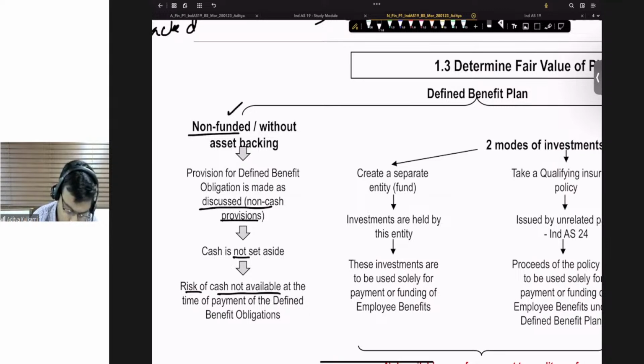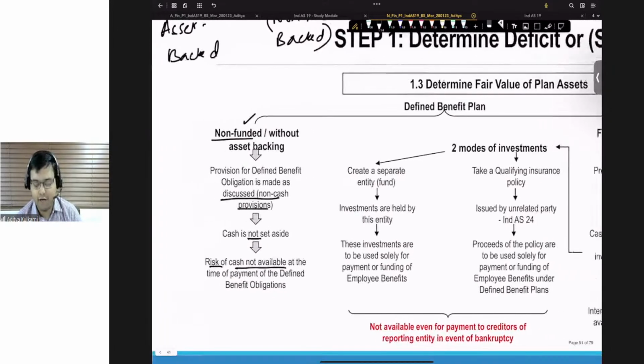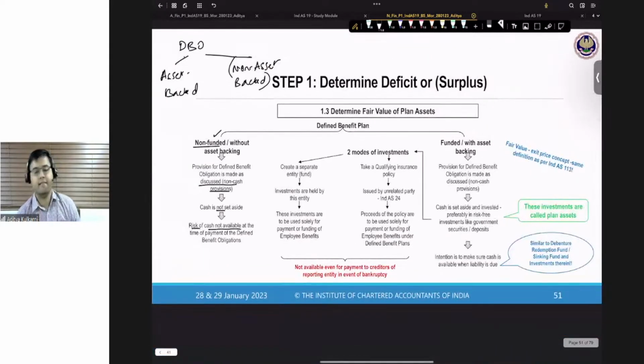So this is non-funded. Ind AS 19 does not mandate you to create a separate fund and invest that. It does not say that. Ind AS 19 tells that if you have an asset backed fund, accounting for that fund also should happen as per Ind AS 19. But if you don't have a funded plan, no problem. Calculate the obligations in line with the concepts laid down in Ind AS 19.